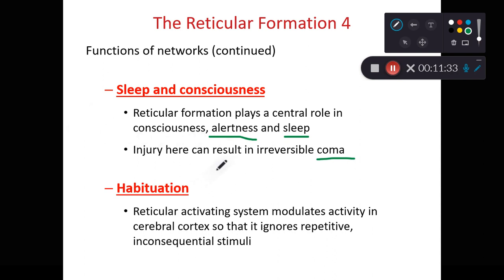Our reticular formation also helps us with habituation. And I'm not talking about having a habit like, I don't know, tying your shoes with loops versus rabbit ears, something like that. We're talking about the ability to ignore repetitive, inconsequential stimuli. For example, when you put on a pair of glasses, you notice that pair of glasses, and they're very noticeable for the first couple minutes. But after a couple minutes, you stop thinking about the pair of glasses.